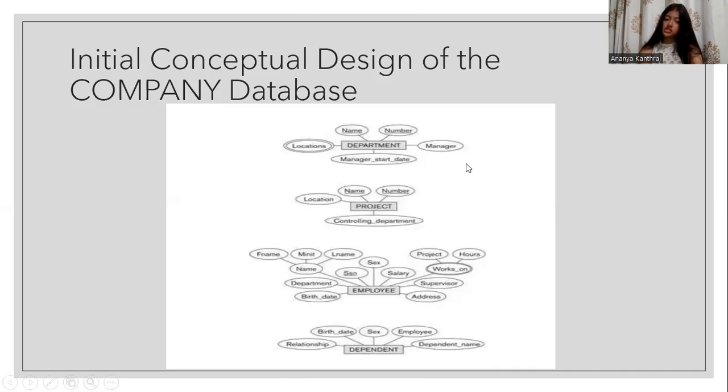The initial conceptual design of the company database is shown here in this model. We can see the department, which includes the name, number, manager, location, start date, and so on. Project includes the name, number, location, and controlling department. It can include any more entities if needed. The employee details include the work, which further includes the project and the hours, the salary, the supervisor, address, the SSN, the department, the birth date, and the name, which includes the first name, middle name, and last name. And the dependent includes the birth date, the relationship, the employee, the dependent name, and so on.